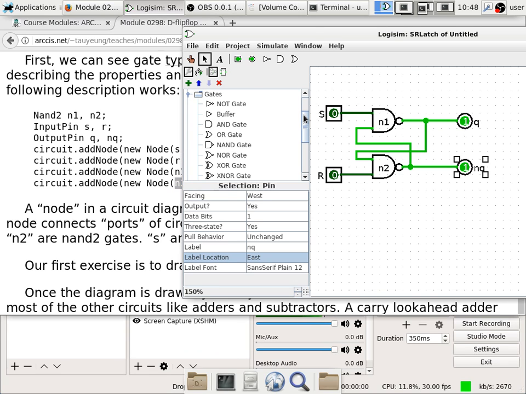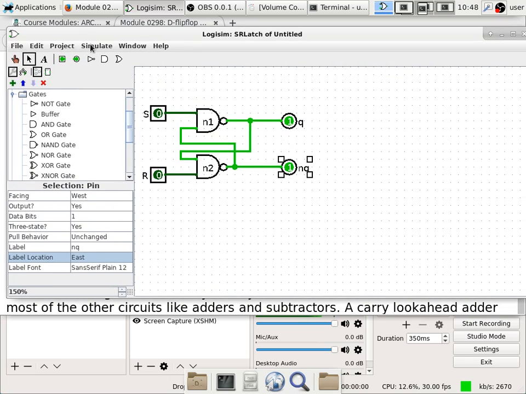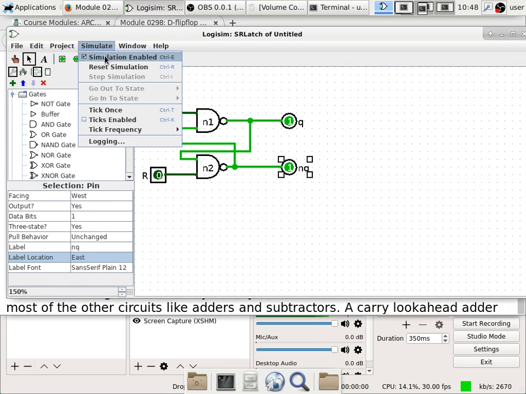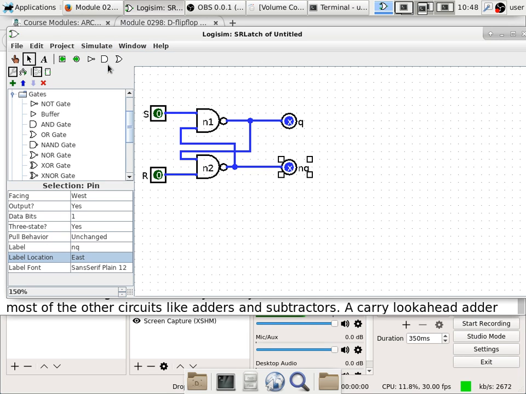Okay, so let's take a look at this circuit here. We'll take a look at the graphical representation, but I'm going to turn off simulation. And let's see, can we not display the state of the pins? Reset. Okay, there we go. This is good, because I don't want the ones and the zeros to confuse our analysis of this thing. So when you look at N1 and N2, they are NAND gates.